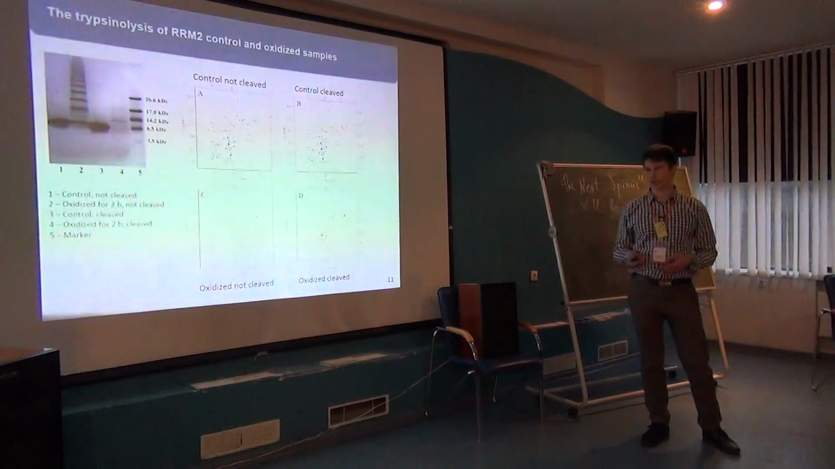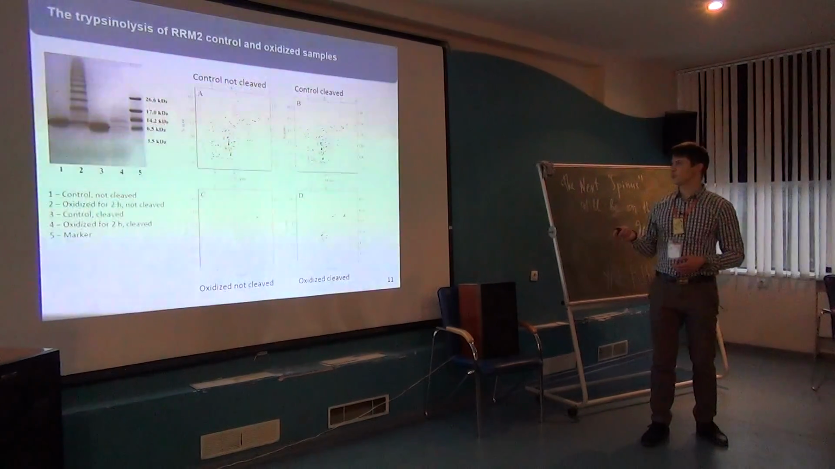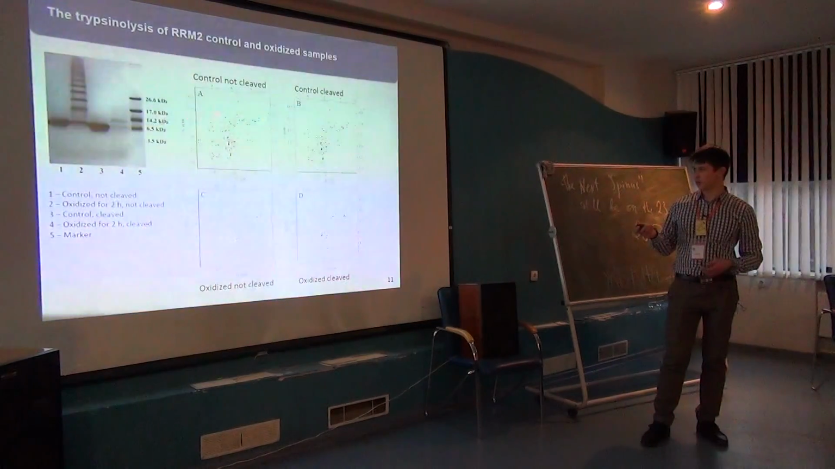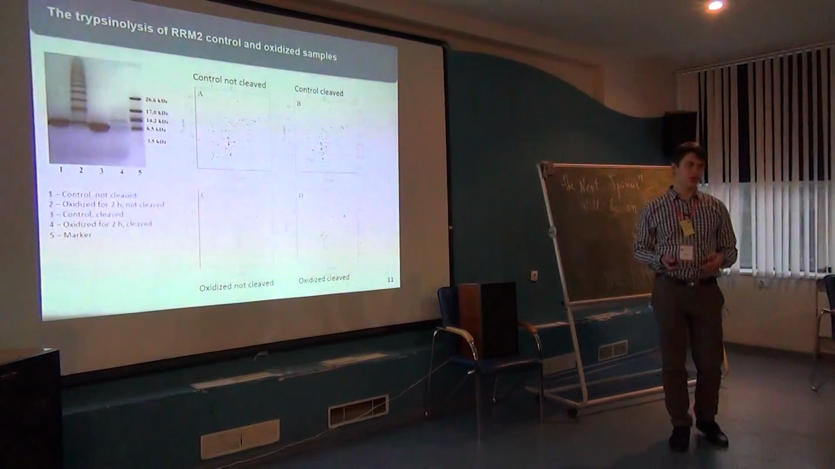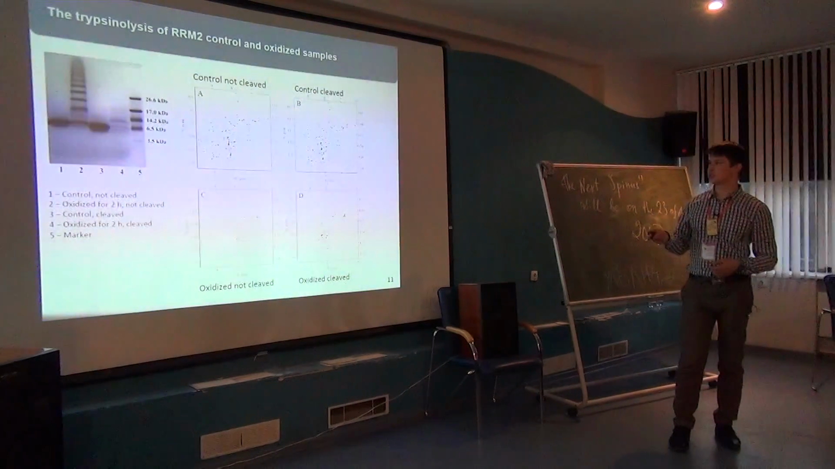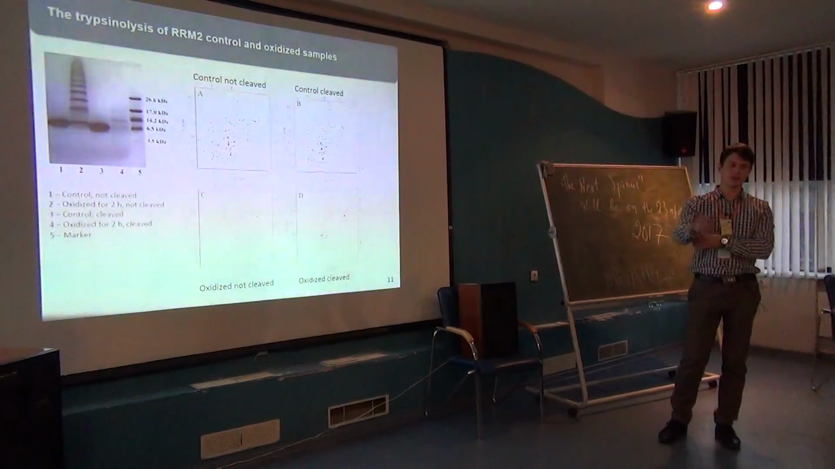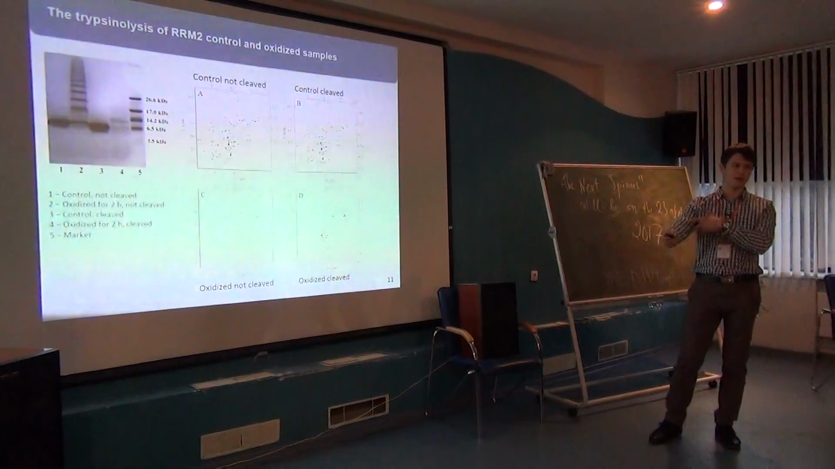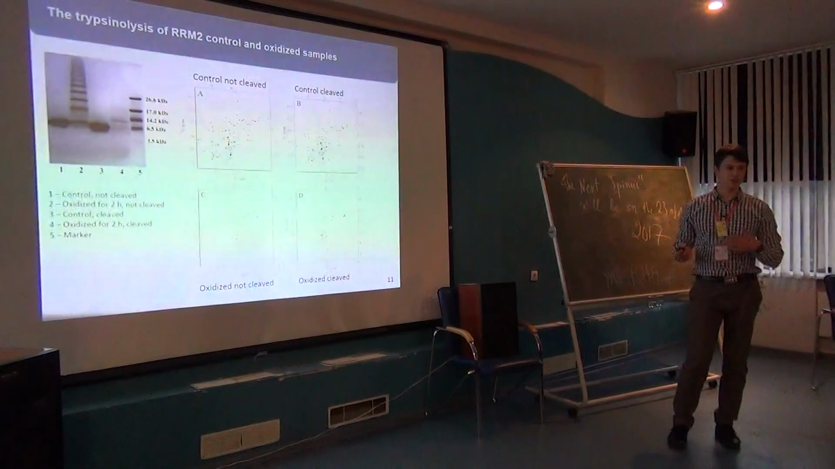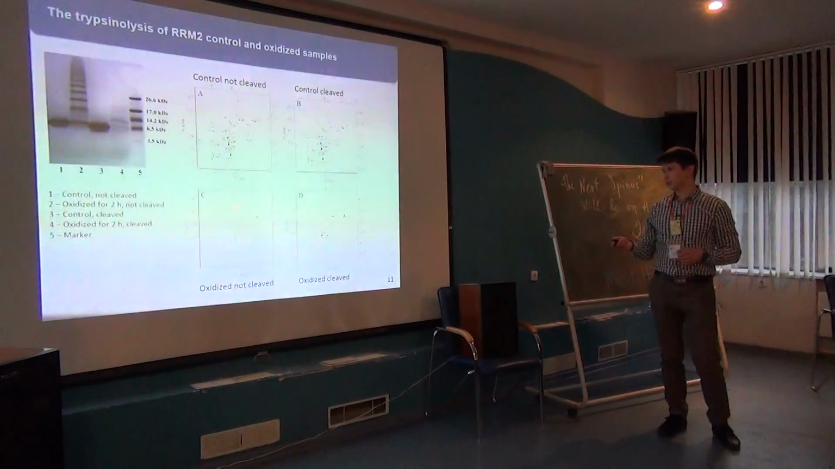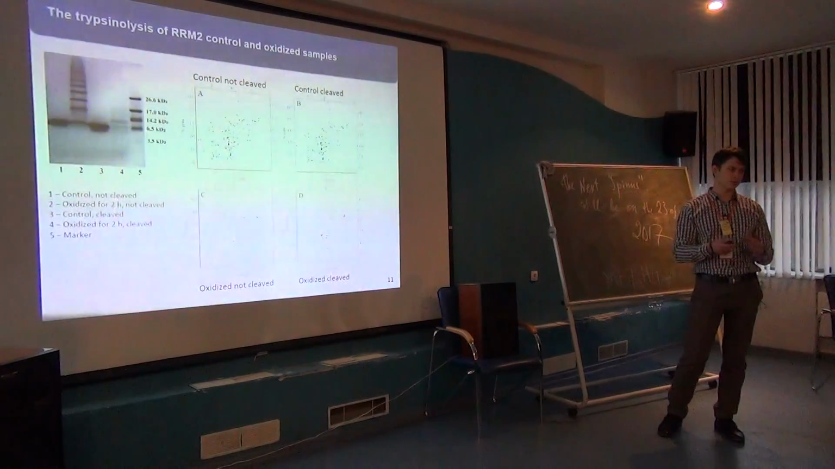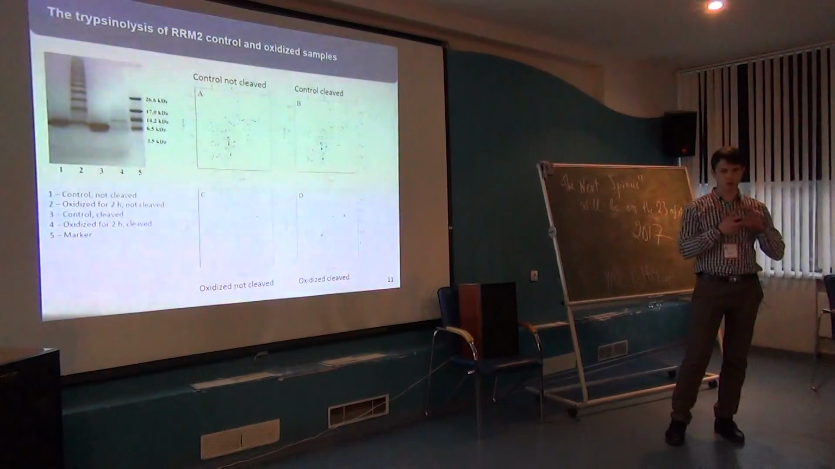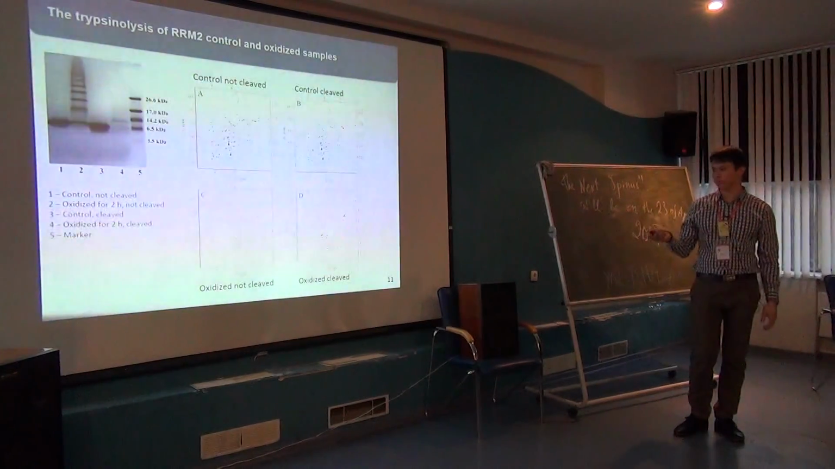NMR provides more information about the results of trypsin cleavage. For example, for the control sample, we found that actually the protein is cleaved, but it's cleaved at the C-terminus where we have some flexible tail. It could be easily accessed by trypsin and cleaved. But for the oxidized sample, we found that the spectrum changes completely from a spectrum that corresponds to a folded protein to a set of unfolded peptides.